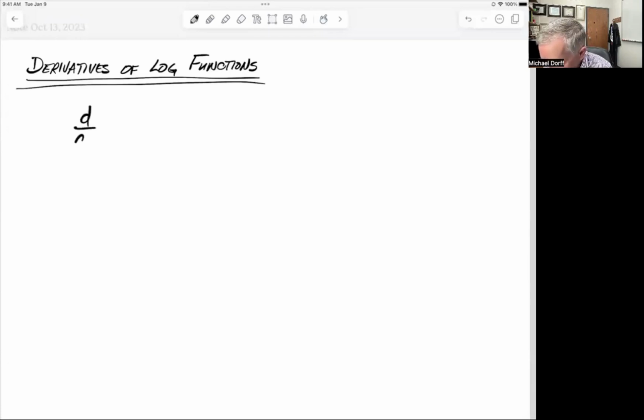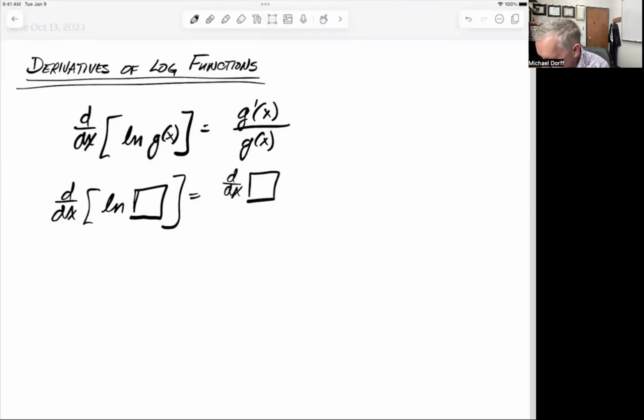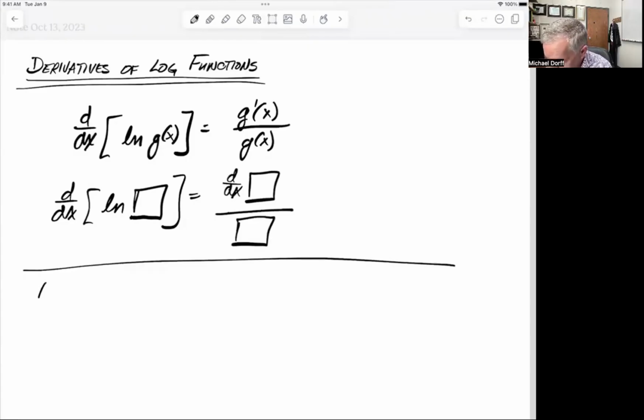So we'll just start off here. What is the derivative of the natural log of g of x? That's going to be g prime of x over g of x. Another way of thinking about this is if I have the derivative of the natural log of a box. So what I mean by a box is I could put any function inside that box, then that derivative is going to be the derivative of the box over the box. Let's give an example of this.